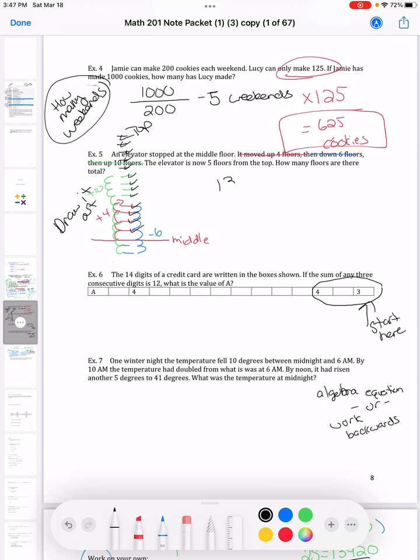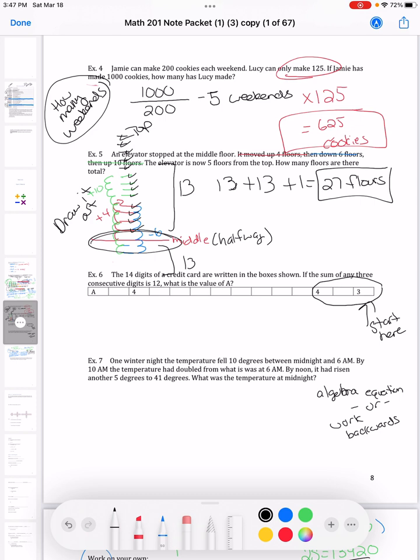So there are 13 above the middle, and middle means halfway. That's what middle means. So if there are 13 above it, there are also 13 below it. And then we can't forget to actually add the middle one. So there would be 27 floors. The key was this word middle.